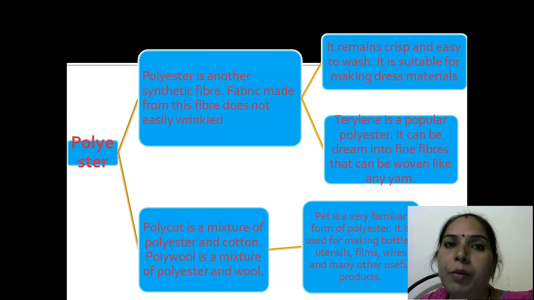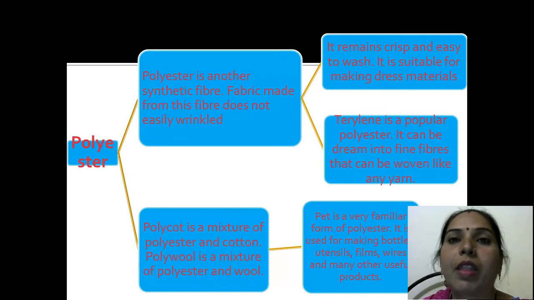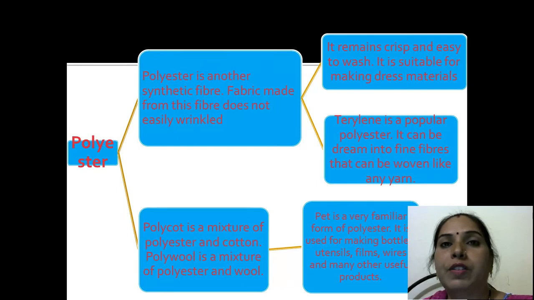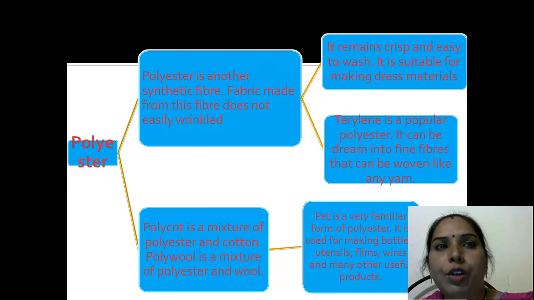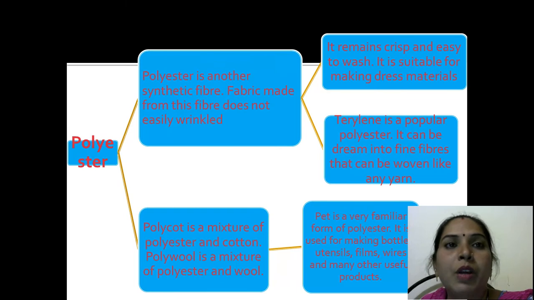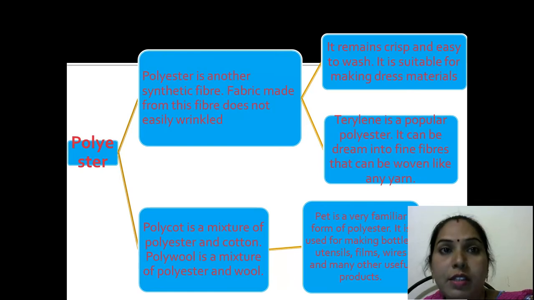Now what I am going to talk about is PET. Okay, PET is a very familiar form of polyester. I am pretty sure you would have seen it on your plastic bottles. At the bottom of your bottles, it will be written as PET. Just take a look at it. PET is used for making bottles, also utensils or wires, and lots of other useful products. So PET is a type of polyester which is used in a lot of things.